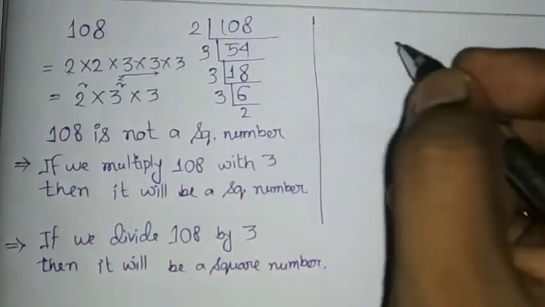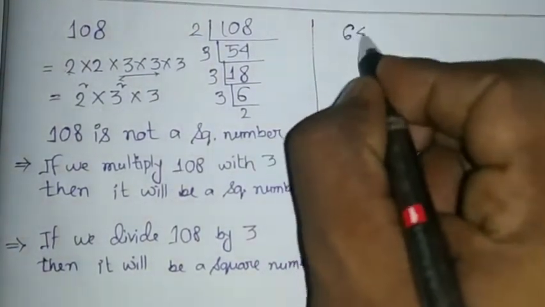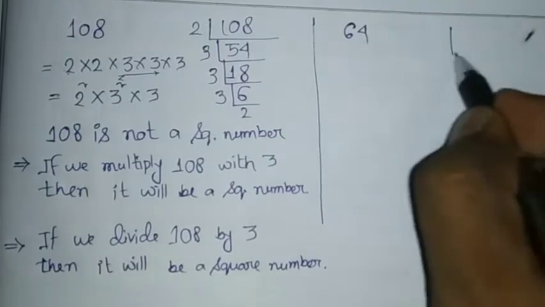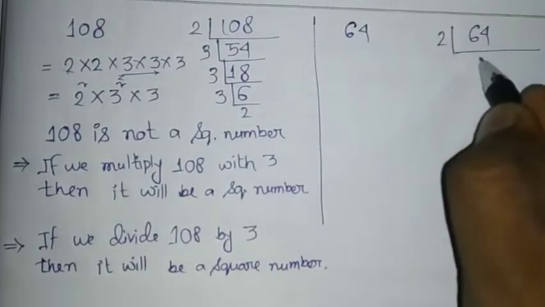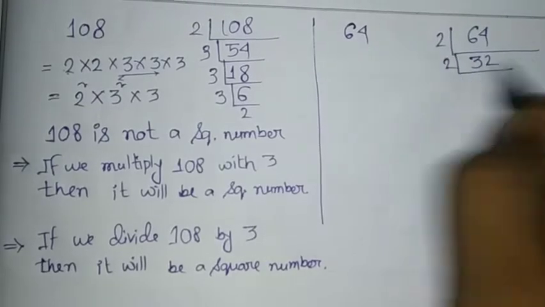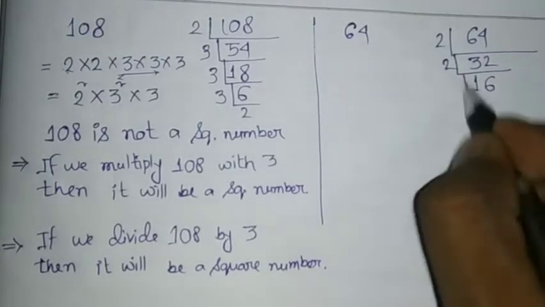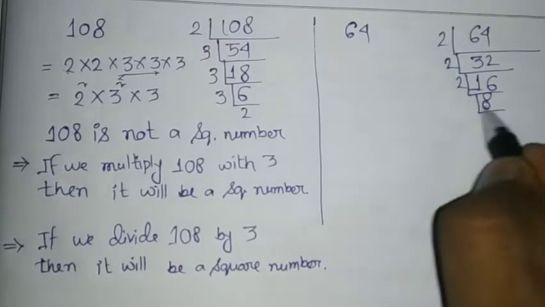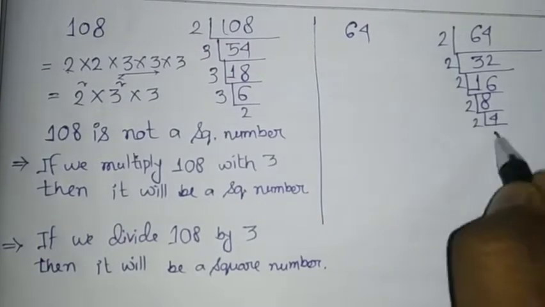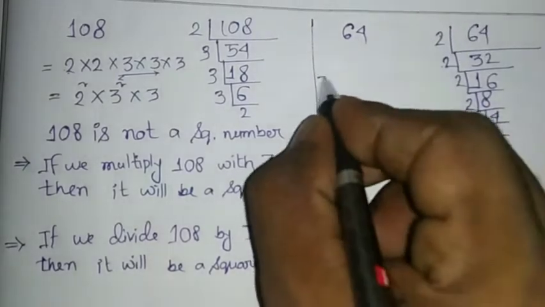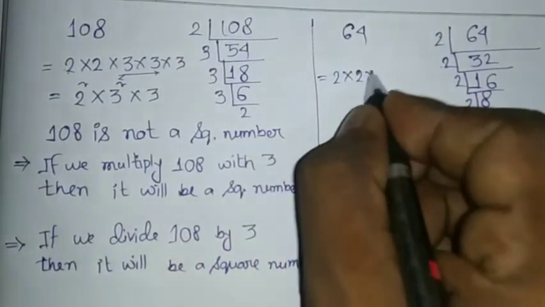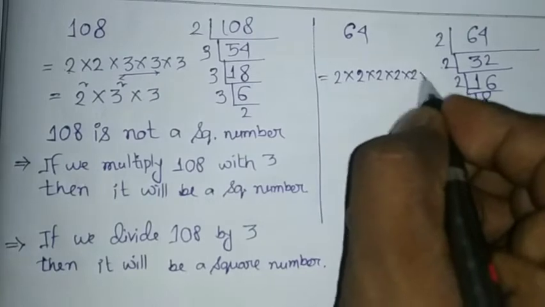That is, the second number was 64. So first of all, what we need to do? First find the prime factors of it. Using 2, 32. Again using 2, 16, 8, 4, 2 and 2. So 1, 2, 3, 4, 5, 6. Six 2s. 1, 2, 3, 4, 5 and 6.